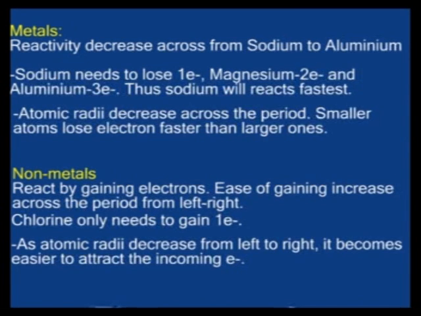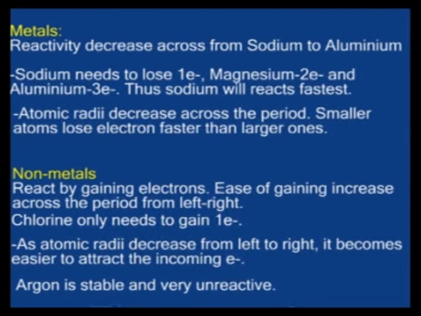Chlorine is therefore the most reactive nonmetal, and phosphorus is the least. Argon is stable and thus does not react. We say it is inert.